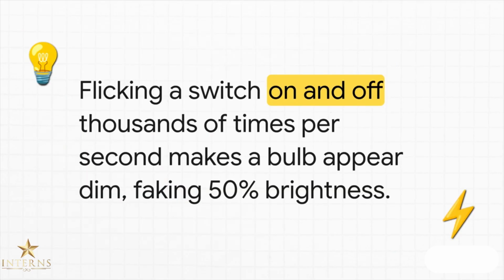Okay, think about it like this. You can't make a light bulb half bright with a regular switch. But what if you could flick that switch on and off thousands of times every single second? If you left it on for half the time and off for the other half, your eyes wouldn't even see the flicker. They just average it all out and see a bulb that's perfectly dimmed to 50% brightness. That is the core idea of PWM.